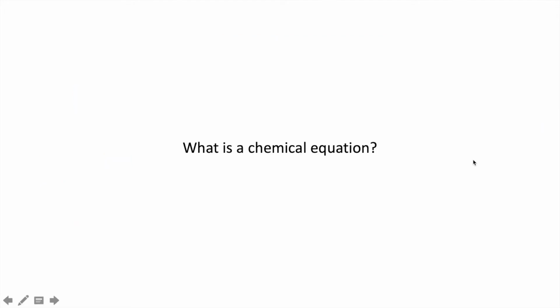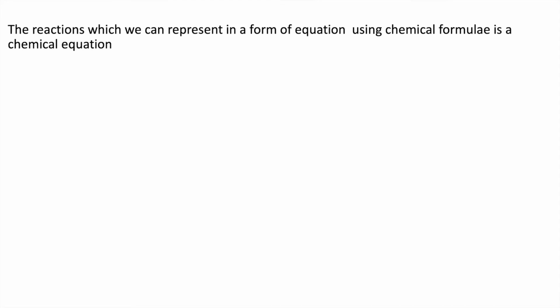Then what is a chemical equation? The reactions which we can represent in the form of an equation using chemical formulas are called chemical equations. So now let us write a chemical equation again. Hydrogen and oxygen combine to form water. This is the chemical equation for the formation of the water molecule.